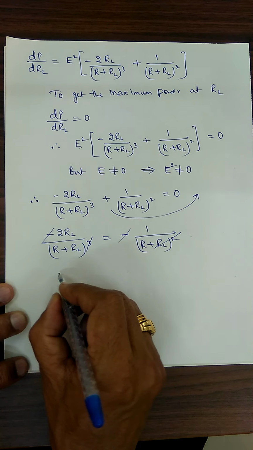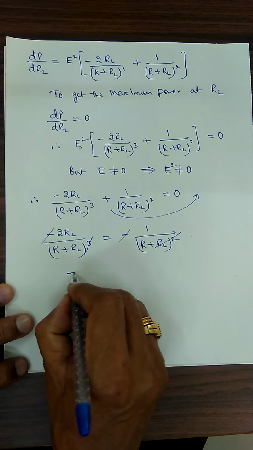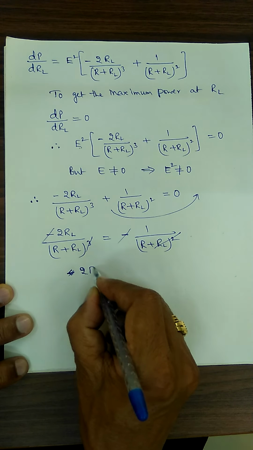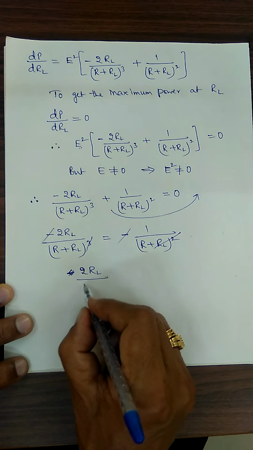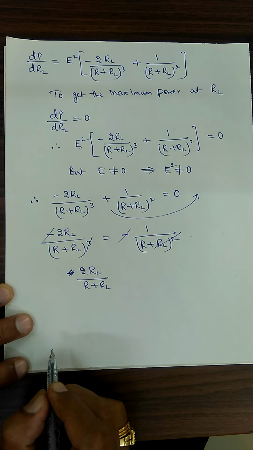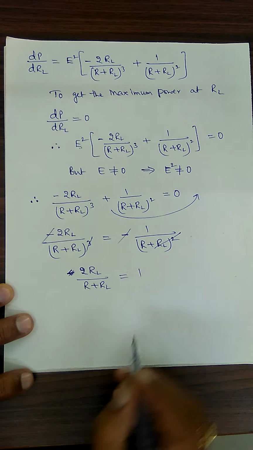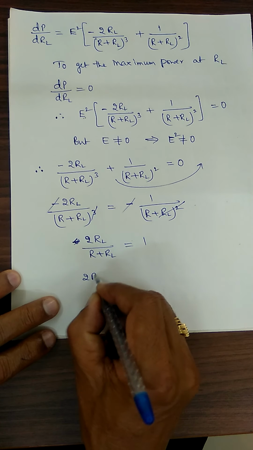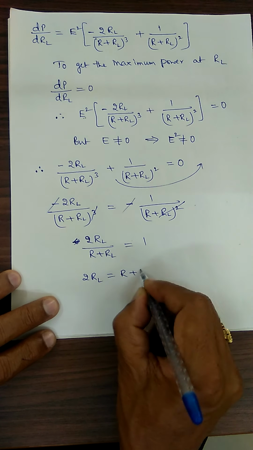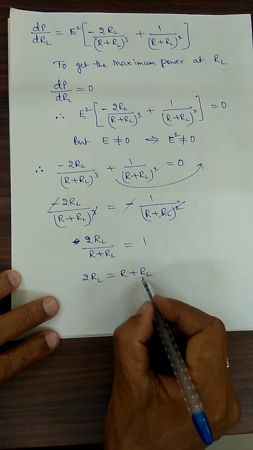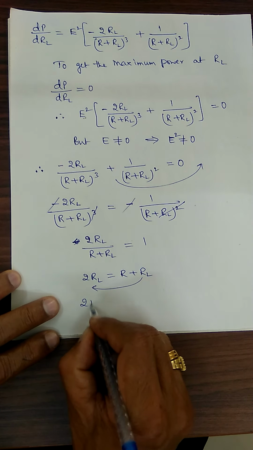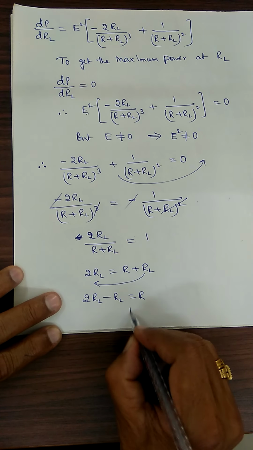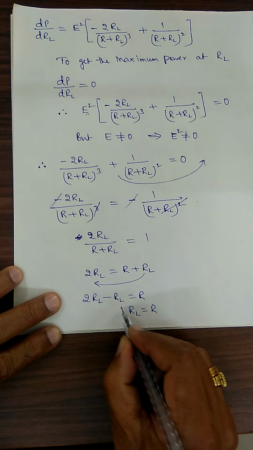Therefore, the remaining terms, whatever is remaining, I will write here. Minus, it also gets cancelled here. 2RL divided by R plus RL is equal to, here it is 1. Cross multiplication, I can do it. 2RL is equal to R plus RL. Shift this one to the other side of the equation. 2RL minus RL is equal to R. Therefore, RL is equal to R.